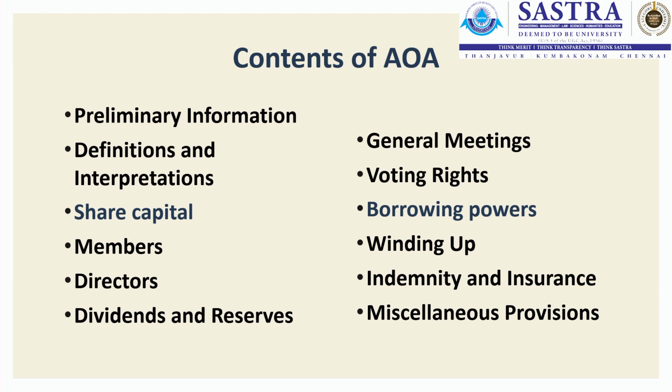There are miscellaneous provisions where the company would be talking about the company seal. They would be talking about the appointment of directors, the appointment of the auditors, the qualification of the auditors, how the auditors can be removed, and the remuneration of the auditors. This information would be provided under the miscellaneous provisions. So miscellaneous provisions talk about the company seal as well as the appointment, removal, qualification and remuneration of the auditors.